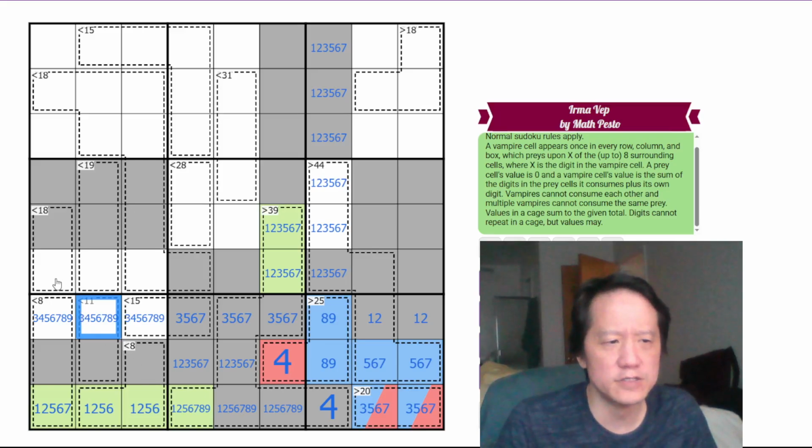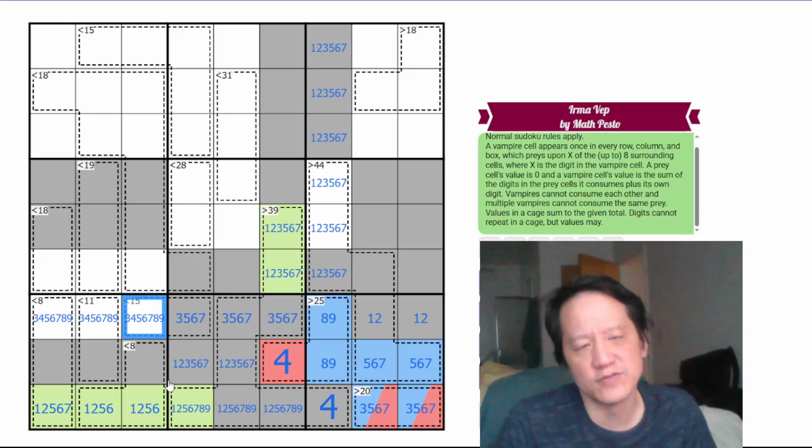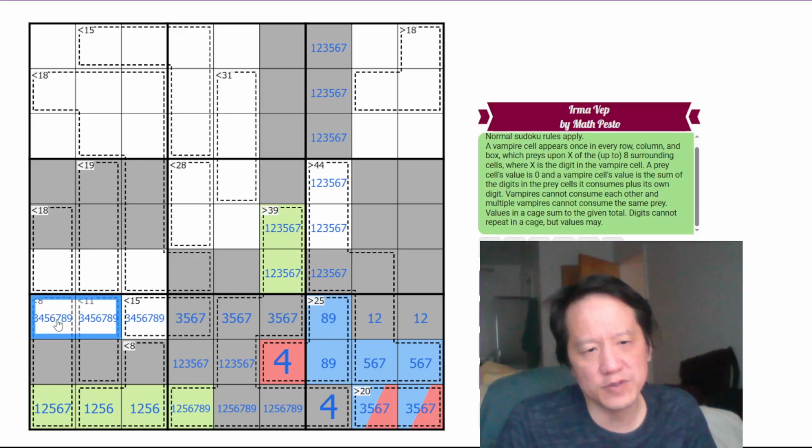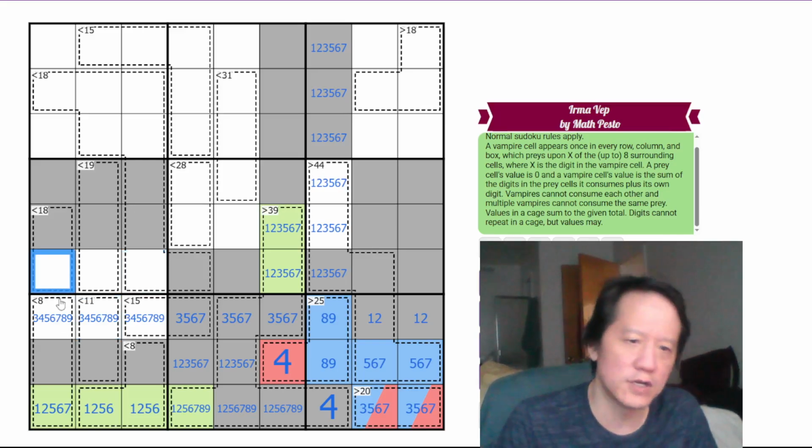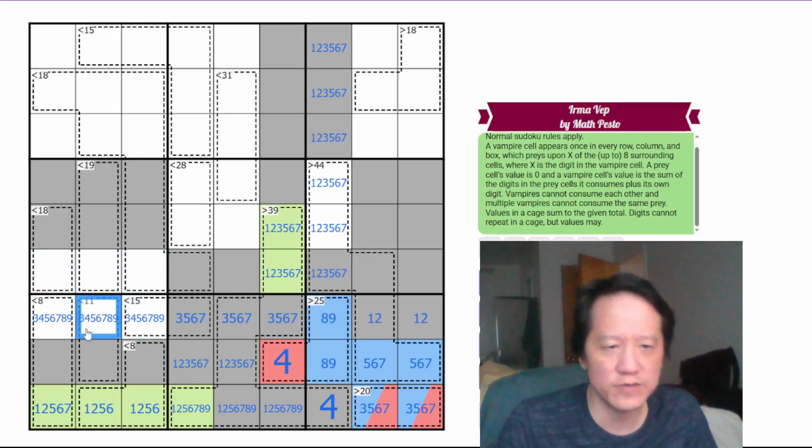I think what it is, this is a vampire and this is a vampire, would be my guess. So this would suck the value from these 2 cells, and this would suck the value from these 2 cells. Obviously, if this is a vampire here, then you could only suck 1 cell from the other one, right? So if this was a vampire, this would gain the value of any cells it sucks. So that's not a net, that's a net 0 in that case.